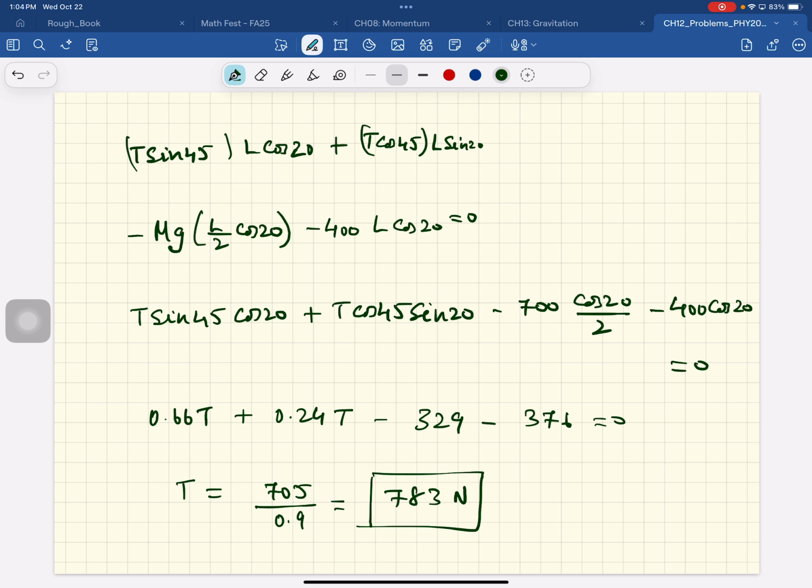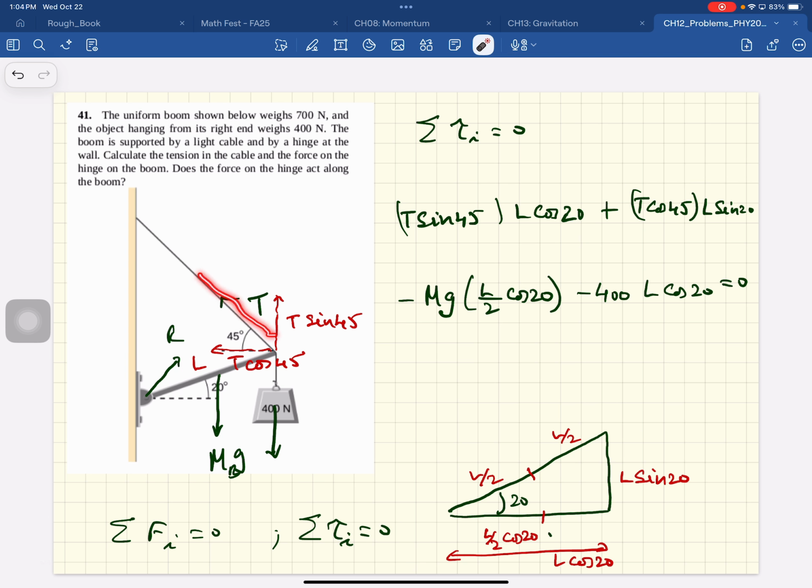So that is 783 newtons, the tension in the string, okay? So this tension is 783 newtons. That's not bad. The weight of this boom is 700 newtons, and that's 400 newtons. That's 1100 newtons. So this cable is not supporting all the weight. The hinge will also be helping, okay? So the hinge will have a Y component of the force.